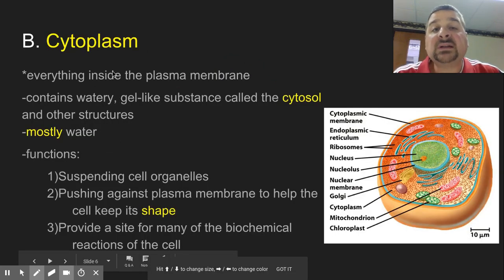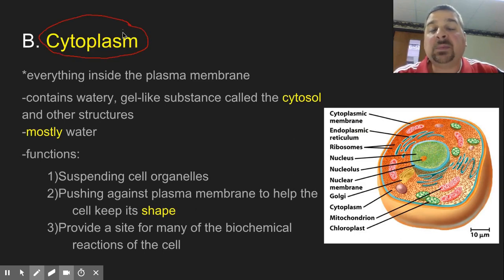The second part we want to talk about is everything inside of the cell membrane, which we call the cytoplasm, or sometimes you'll see the word cytosol, okay? Which is also one of your blanks there. This is everything inside the plasma membrane. Most of it is water.